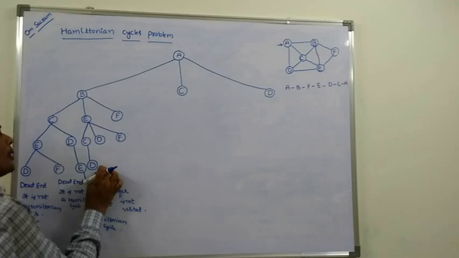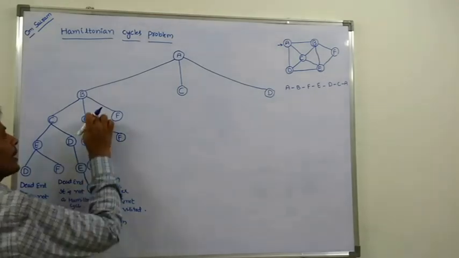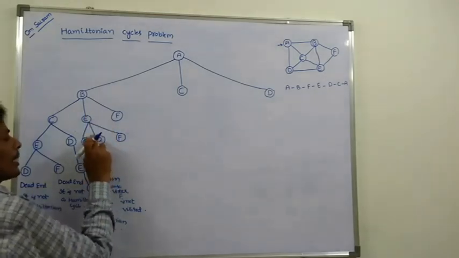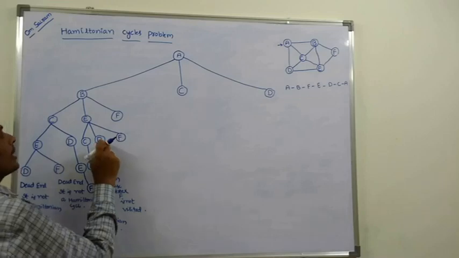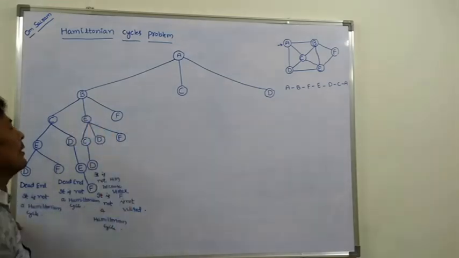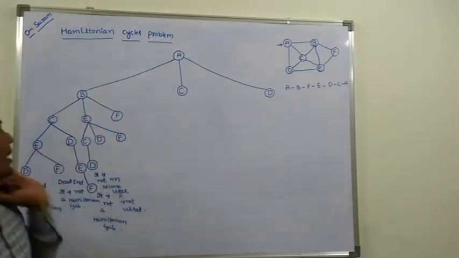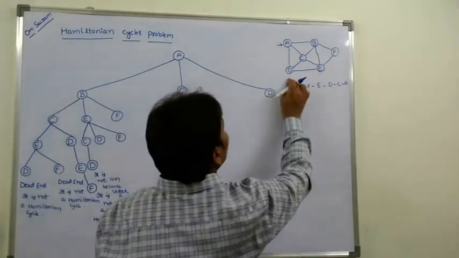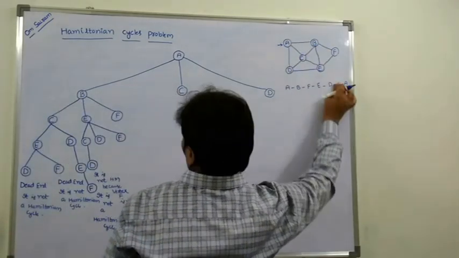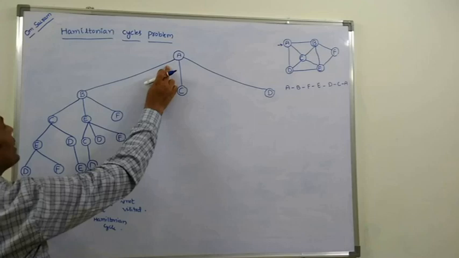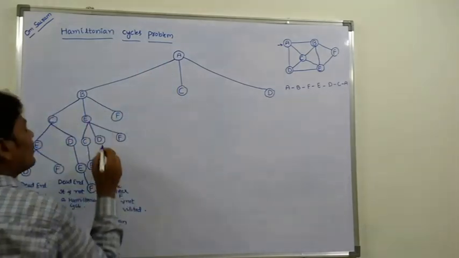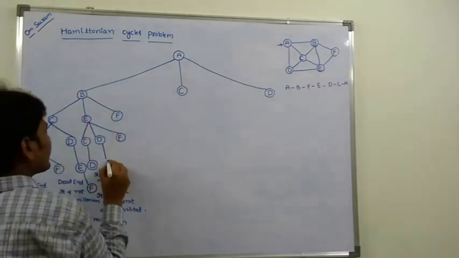Next, we have to backtrack to C, backtrack to E. Next, we are considering the vertex D, that is adjacent node for vertex E. So what are the adjacent nodes for D? So that is A, C, E. So A is already completed, E is already completed, but C is not there.